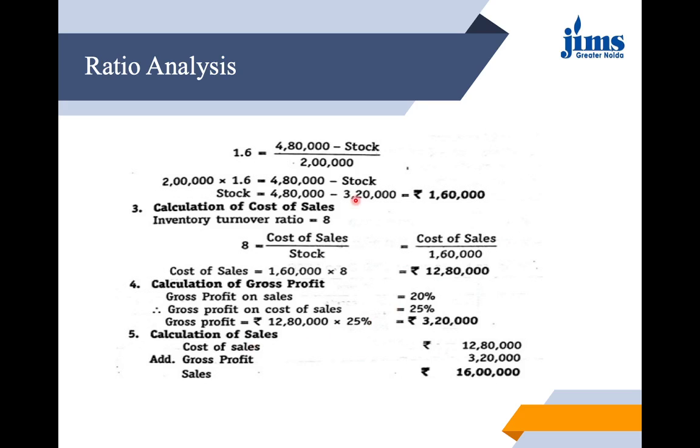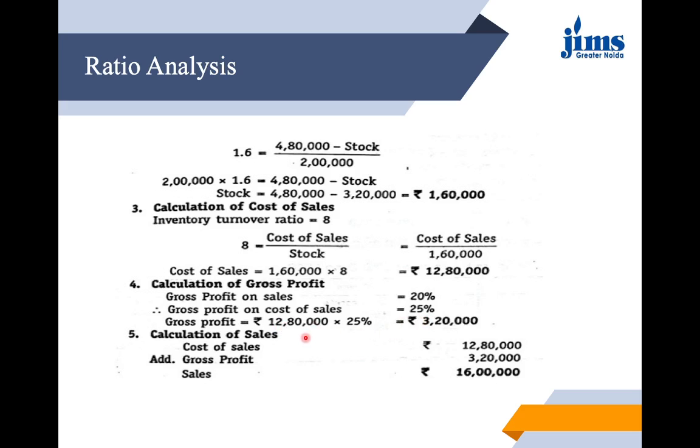Then let us calculate cost of sales, because in the question we are given inventory turnover on cost of sales, which is 8. So we can use the formula: inventory turnover ratio equals cost of sales upon stock. From there we can calculate the cost of sales, that is 12,80,000, and further we are given that gross profit on sales is 20%. If it is 20% on sales, it will be 25% on cost of sales. So from there you can calculate your gross profit, 25% of 12,80,000, that is 3,20,000.